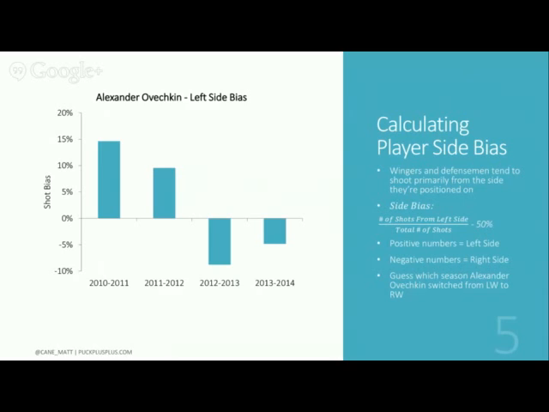And the most obvious example here is Alexander Ovechkin, who in 2012, 2013 managed to make both NHL All-Star teams as both a left wing and a right wing. And I think if you presented this graph, it may have been obvious to most people which season was the year he switched sides over. So you can see pretty clearly that in 2012, 2013, he started to take a lot more of his shots, basically almost 60% of his shots came from the right side of the ice.